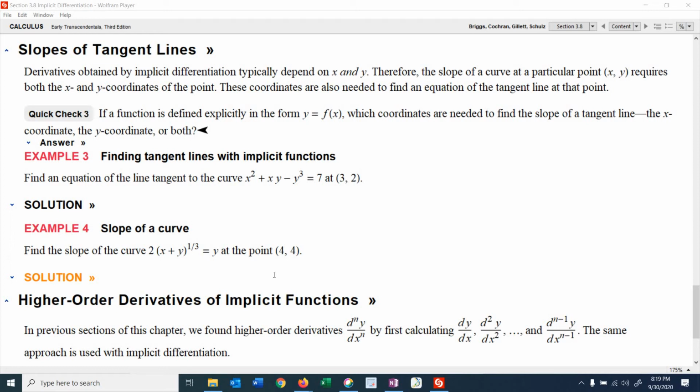Hello again. In this video, I'm going to work out another example where we use implicit differentiation. So let's look at example 3. In example 3, we're supposed to find an equation of the line tangent to the curve given by this equation at the point (3, 2).